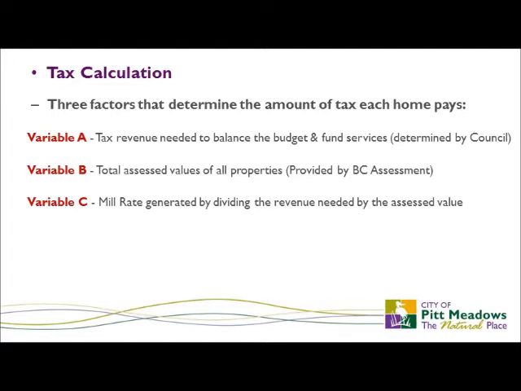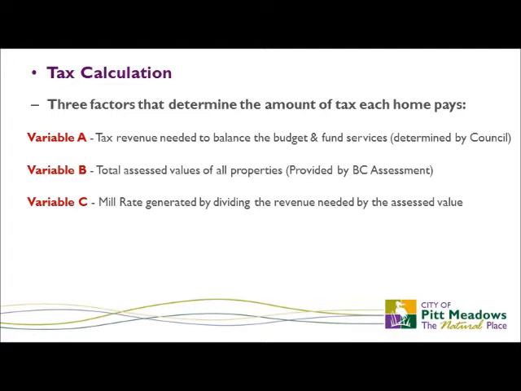The third variable is variable C, the mill rate. The mill rate is calculated by financial services staff and represents the tax rate for every 1,000 of assessed value. The mill rate is simply a factor that is derived from both the assessed value and the tax revenue to determine how much tax to collect from taxpayers. As long as we have two of the three variables, the third variable can be calculated.